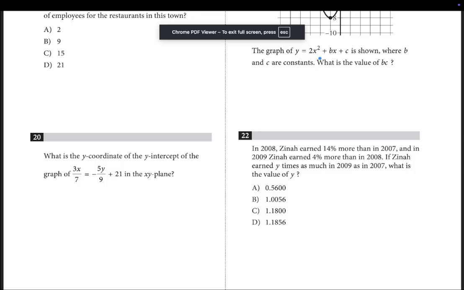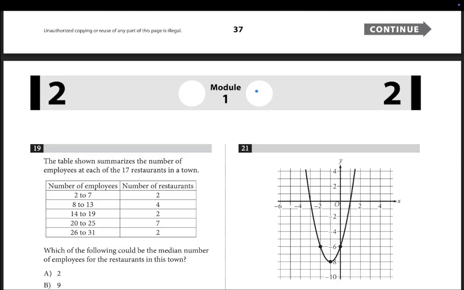Our second problem, number 21, states the graph of y equals 2x squared plus bx plus c is shown, where b and c are constants. What is the value of bc? The value is b times c. So here we see we have a vertex of negative 1 comma negative 8.